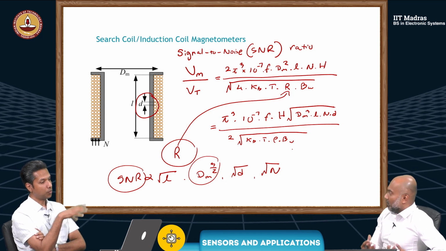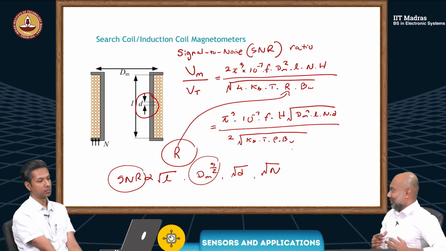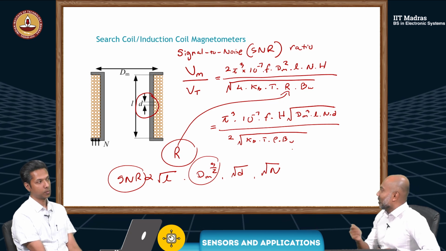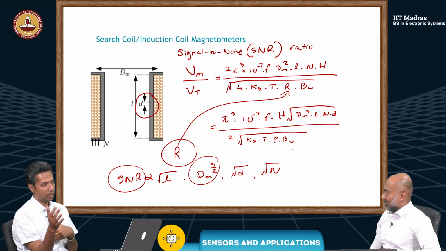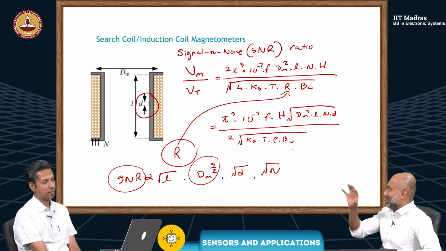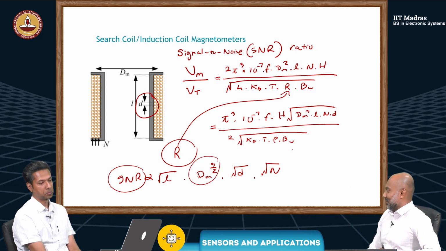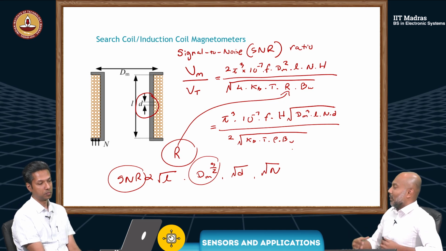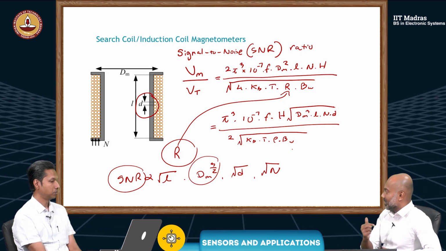So we want this value to be very large. Ideally, we want the signal to noise ratio very large, which means we can use it to detect very small magnetic fields. So the numerator has to be very large compared to the denominator. You want a large numerator and a small denominator, right? But as you can see, there are so many variables, parameters that you have to play around with to increase this SNR.